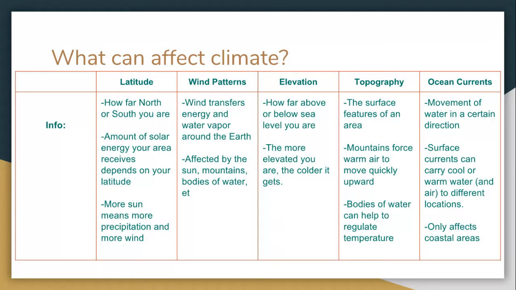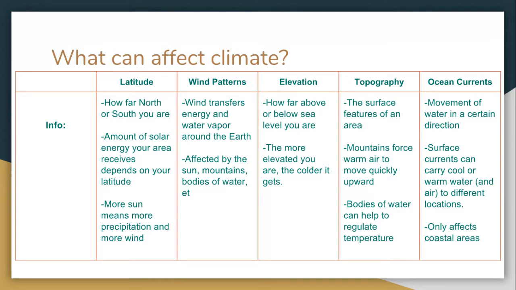So, if the sun is directly beamed onto you, you're going to get a lot more solar energy because it's focused in one spot. But if you're higher north or south, the sun kind of spreads out and you get less solar energy. If you have more energy from the sun, that means there's going to be more precipitation and probably some more wind because there's warm air that wants to move around.